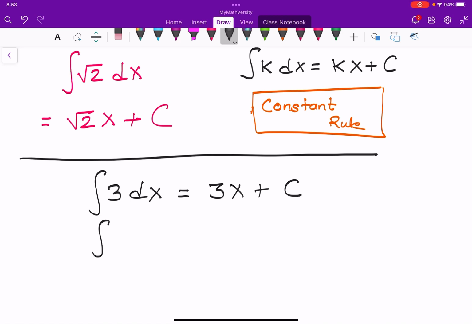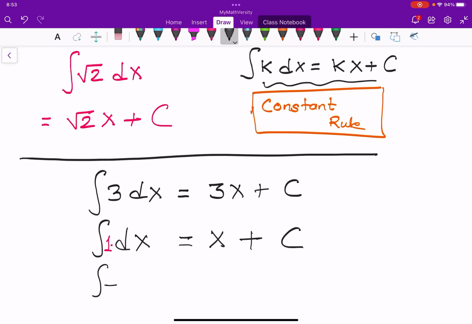Let's see, if you just have dx, what should be the antiderivative then? If you just see dx there, it is actually 1 times dx. So 1 is a constant, and the antiderivative of that, following this constant rule, is 1 times x, or just x plus c.